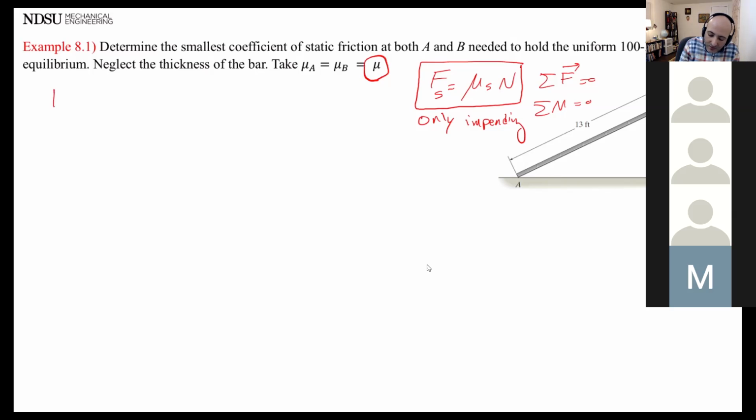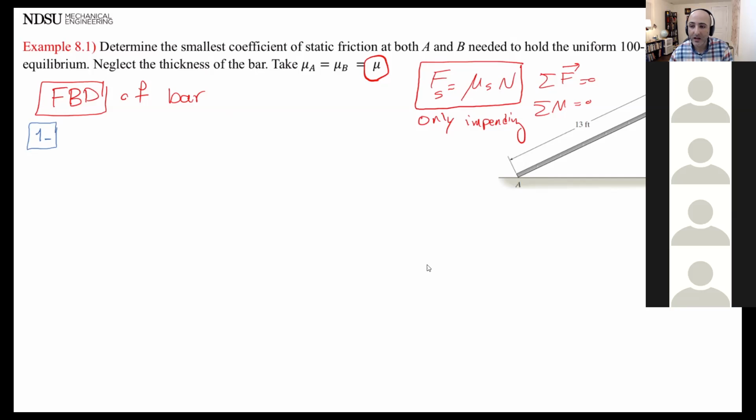Step one, I told you, is to draw a free body diagram of bar AB, okay? Step one, we just talked about it. What is step one of the free body diagram? Isolate and outline, right? So all I have to do is do that. Step one is done.